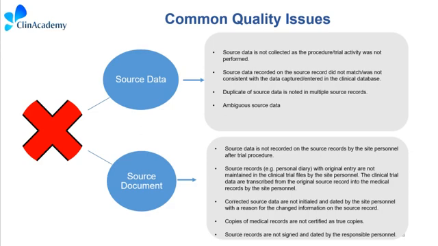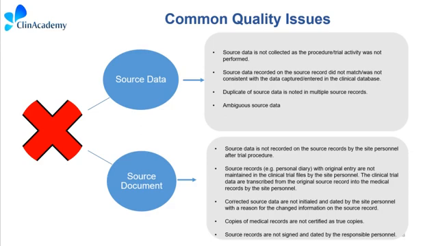You will also notice that there is duplicate source data in multiple source records, and this is also not acceptable. Sometimes you will find ambiguous source data, and this can also lead you to consider whether the source data is reliable and valid.